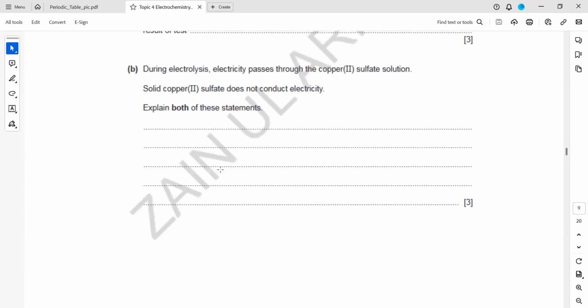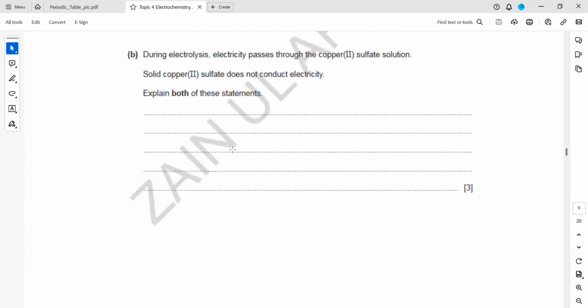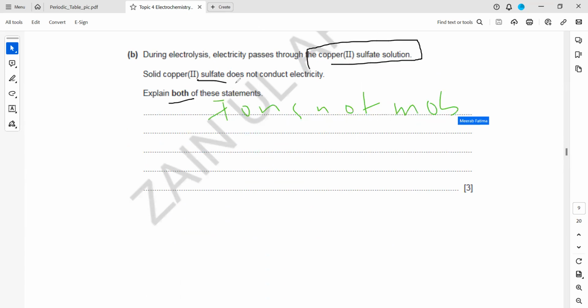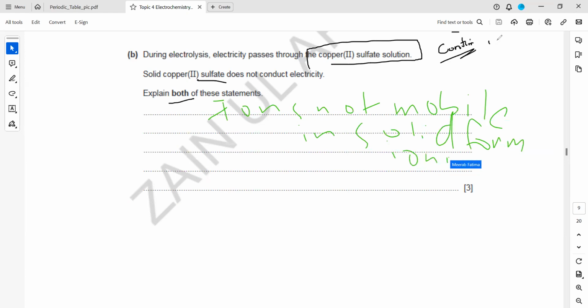During electrolysis, the electricity passed through a copper 2 sulfate solution. The solid copper 2 sulfate does not conduct electricity. Explain both statements. It means the solution can conduct, but the solid cannot. So the first thing you will mention is that copper 2 sulfate solution contains ions, and these ions will move toward their respective electrodes. But why can the solid not conduct?